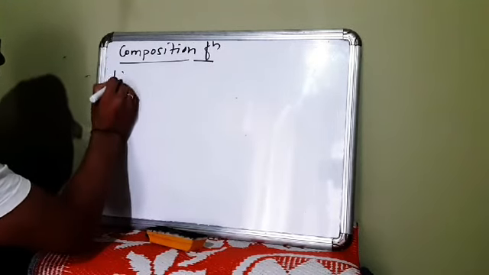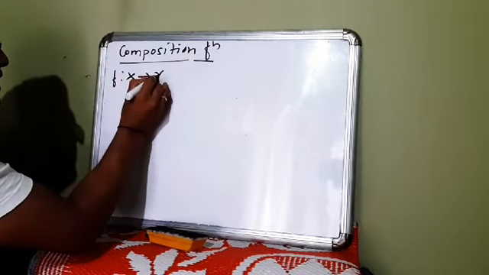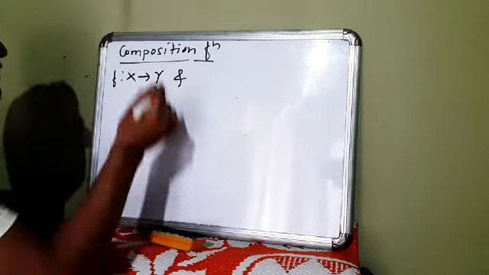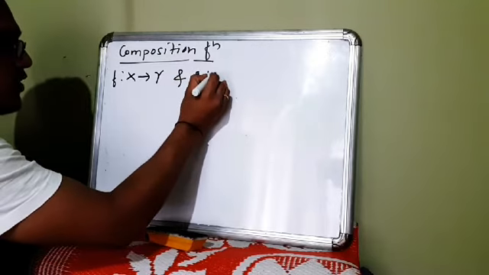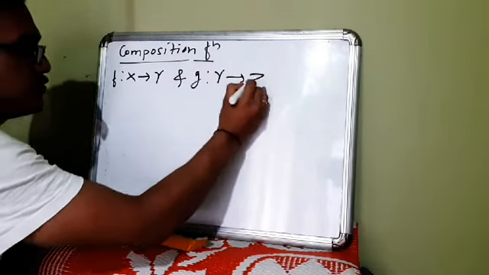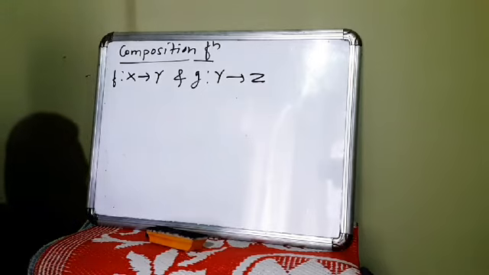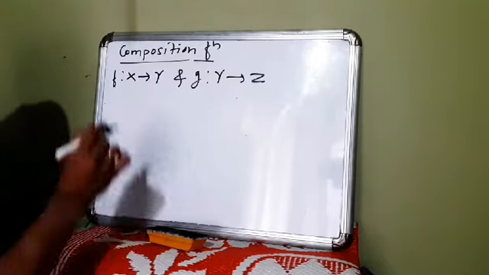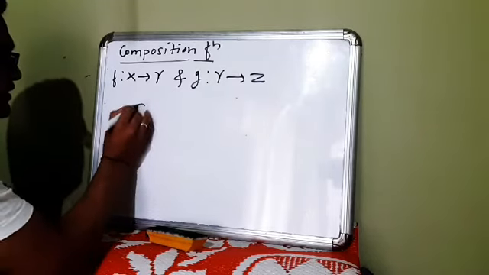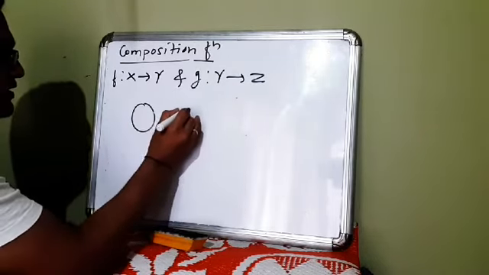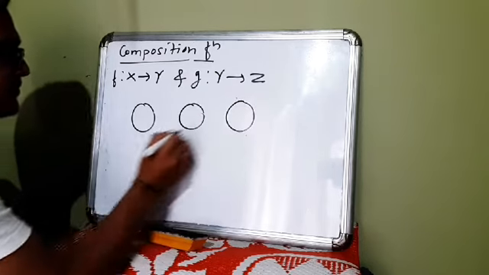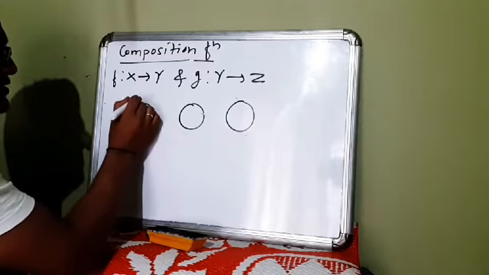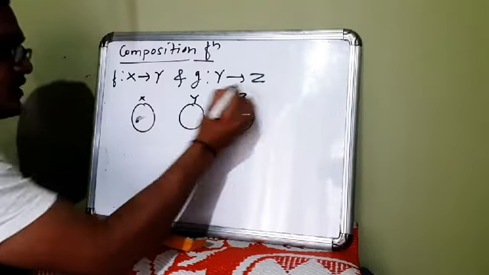Now suppose f is a mapping from X to Y, and g is a mapping from Y to Z. So these are the two functions. Or simply, I will show you. I will take three sets here. This is your X, this is your Y, this is your Z.